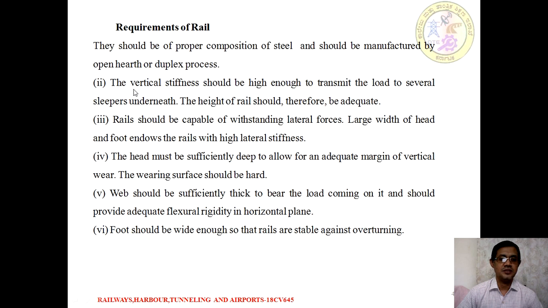First requirement, the vertical stiffness should be high enough to transmit the load to the several sleepers placed underneath. The height of the rail should be adequate for the passage of the wheels and wheel flanges. The rail should be capable of withstanding the lateral forces. A large width of head and foot should be provided for high lateral stiffness. Moving on, the head must be sufficiently deep to allow an adequate margin over the vertical wear. The wearing surface should be very hard, that is, the top surface should be harder.